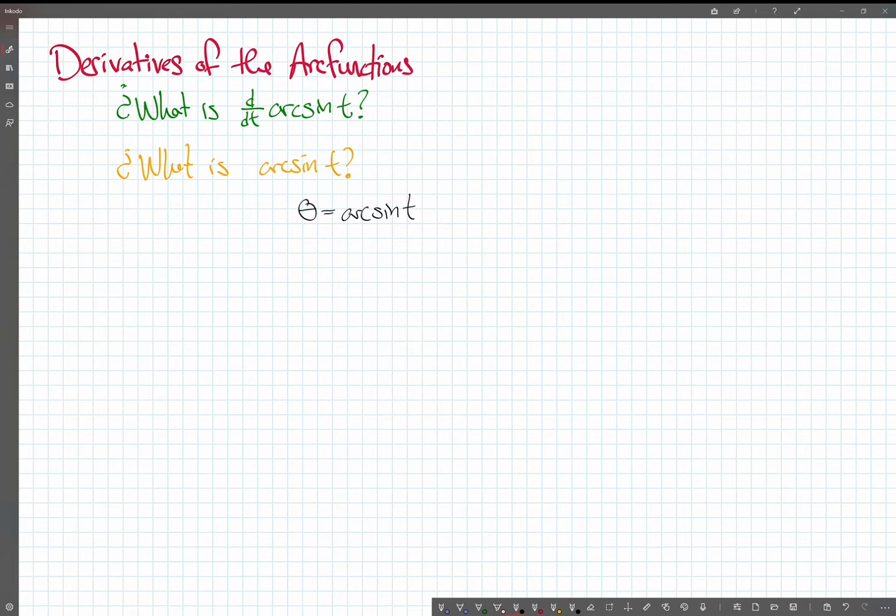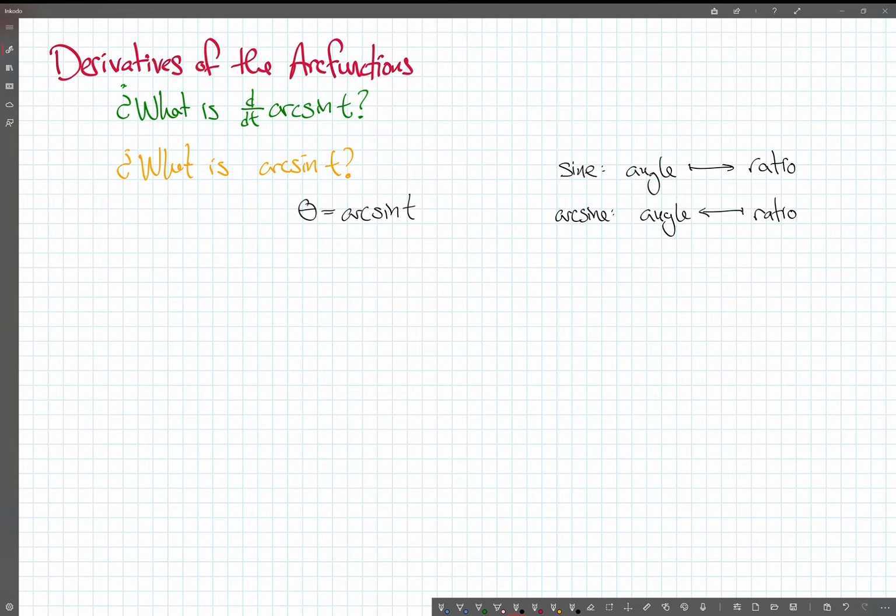A common trick in understanding mathematics is to give things names. So let's call arcsine t theta. I've picked the letter theta for a reason. If you think about it for a moment, what sine does is to send an angle to a ratio. Arcsine, being the inverse of sine, should go the other way. That is, it should send a ratio to an angle. So the output of the arcsine function should be some kind of angle. I've picked theta to remind myself of that.